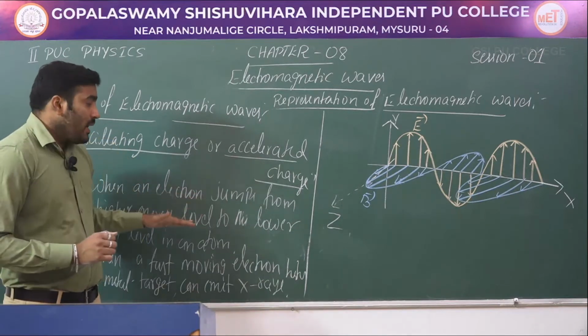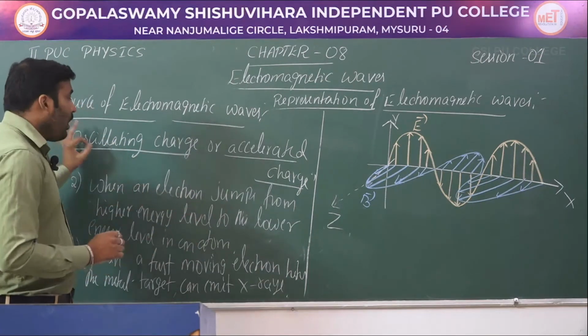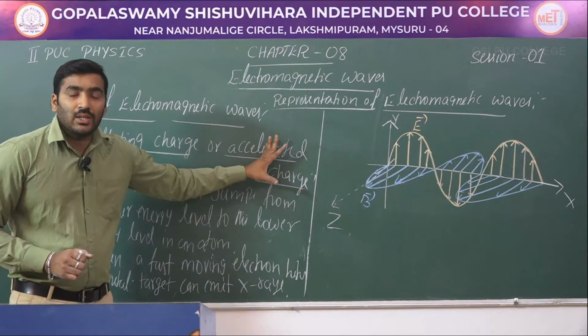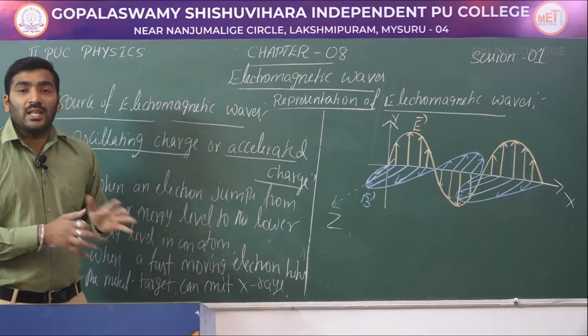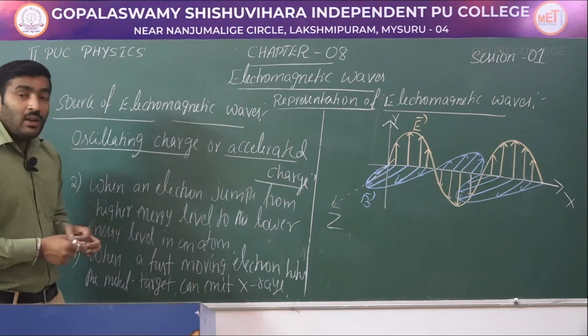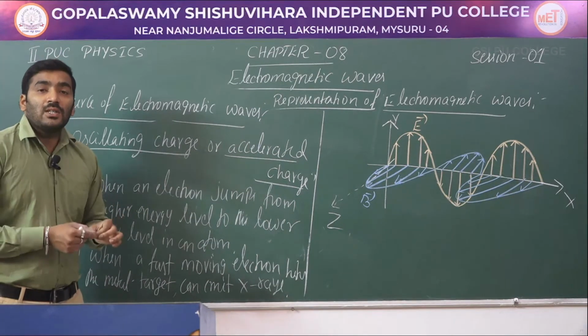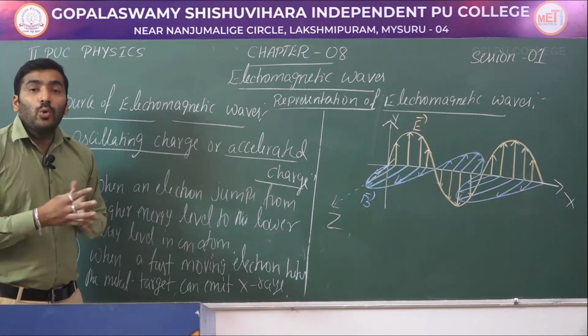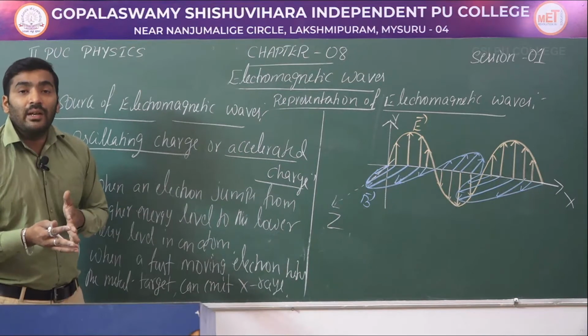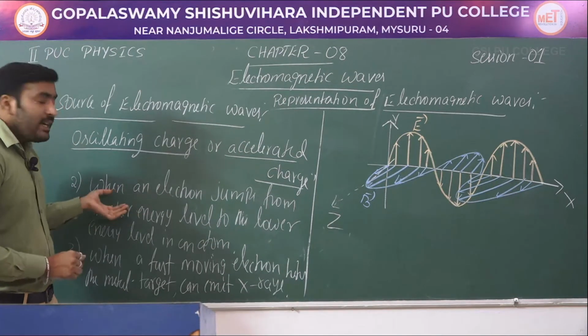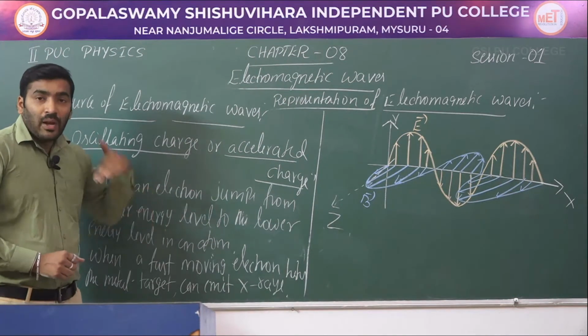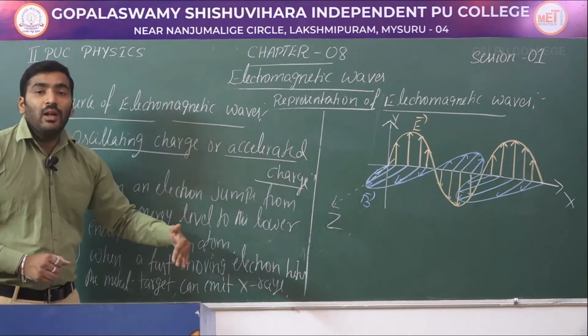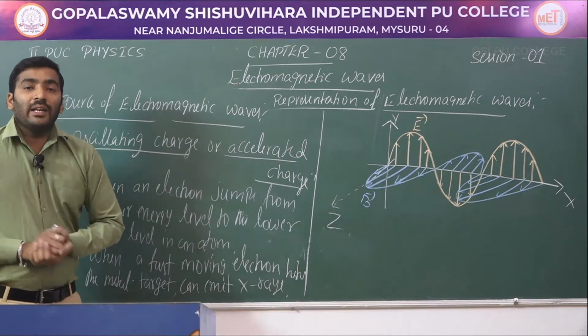So electromagnetic waves are produced by an oscillating charge or an accelerated charge. So what are the examples of an oscillating charge or an accelerated charge? First one, in LC circuits, the charge oscillates between the two plates of a capacitor, so that can emit an electromagnetic wave. Secondly, when an electron jumps from a higher energy level to a lower energy level, it can emit an electromagnetic wave.